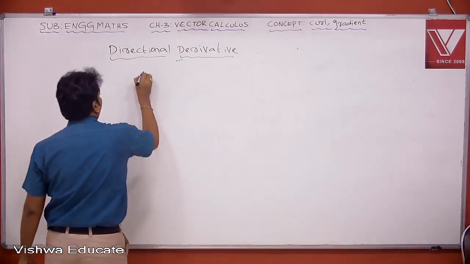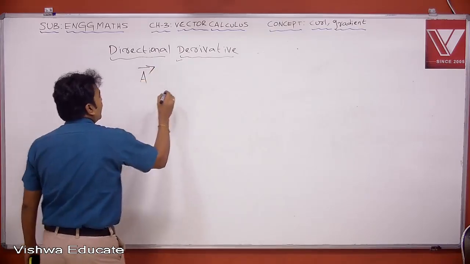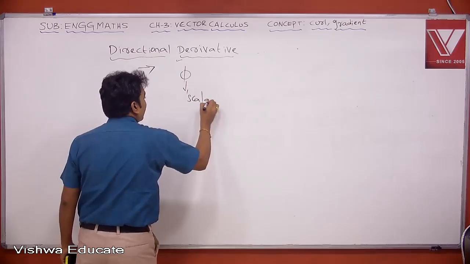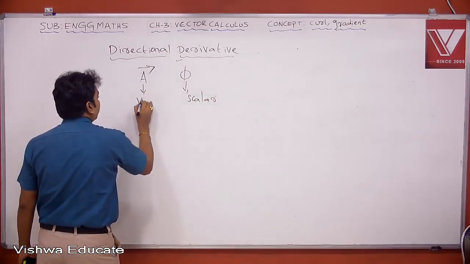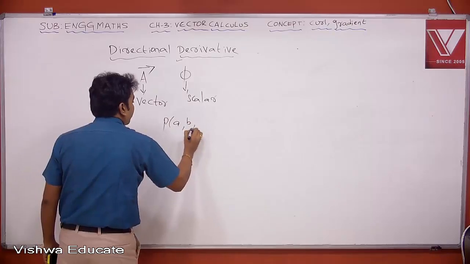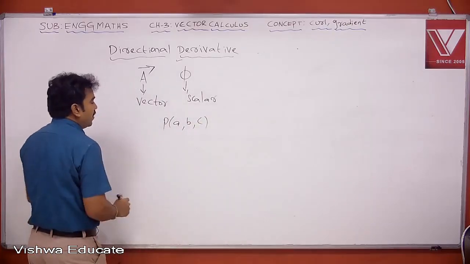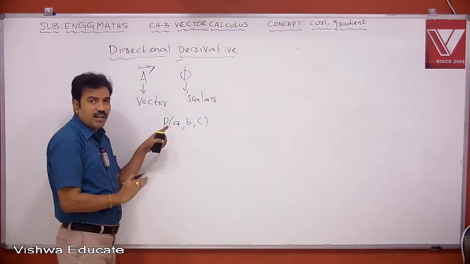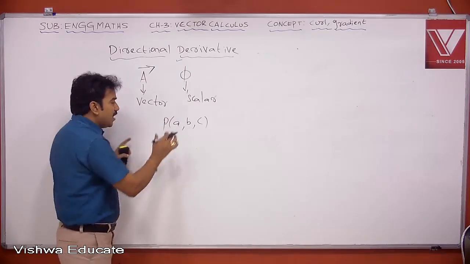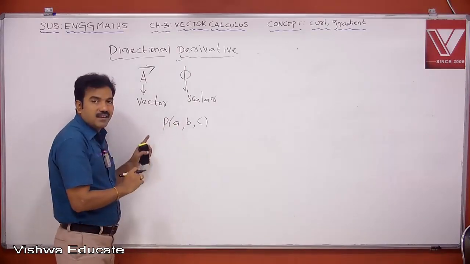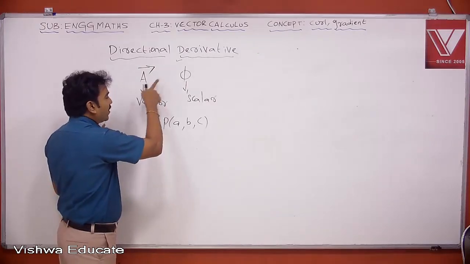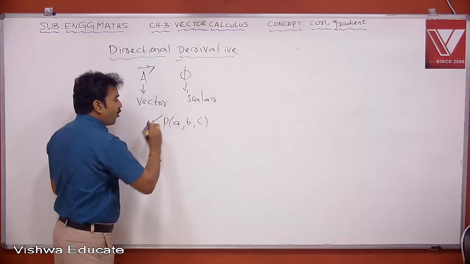Suppose I have a vector A bar and phi is a scalar. So this is a scalar expression and this is a vector. And assume that there is some 3D point P, that is (a, b, c). This is not a mandatory field. If it is given, the result will be a constant. If the point is not given, the result is an expression in terms of x, y and z.